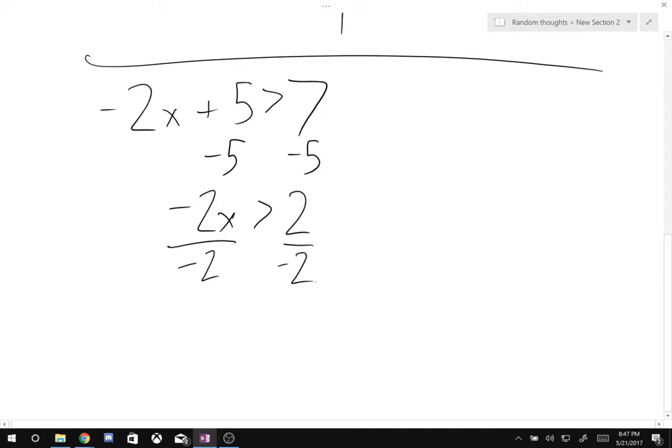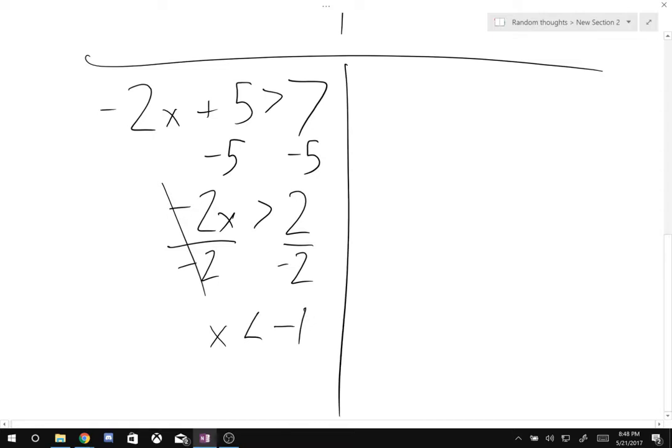But this is where things change. All that's going to happen is we're going to take our inequality sign and we're going to switch it. Right now it reads greater than. We're going to change that to read less than. That's it. We continue as normal. The negative 2's cancel out. We have x. 2 divided by negative 2 is negative 1.